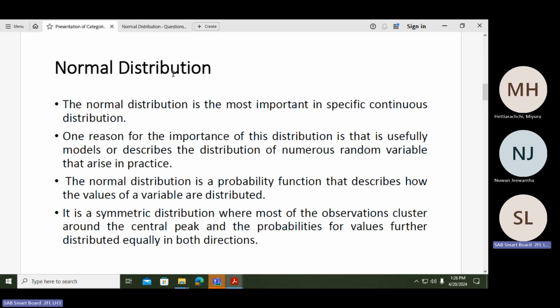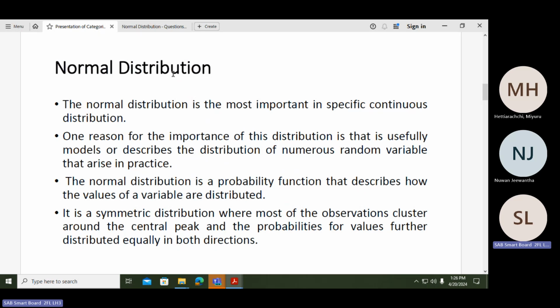Understood? First we identify what our random variable is: discrete or continuous. If discrete, we move to the binomial or Poisson. If our variable is a continuous one, we move to the normal distribution. It's clear? Then we start.